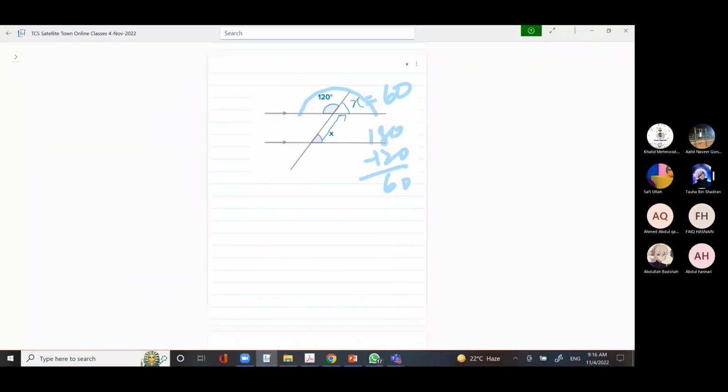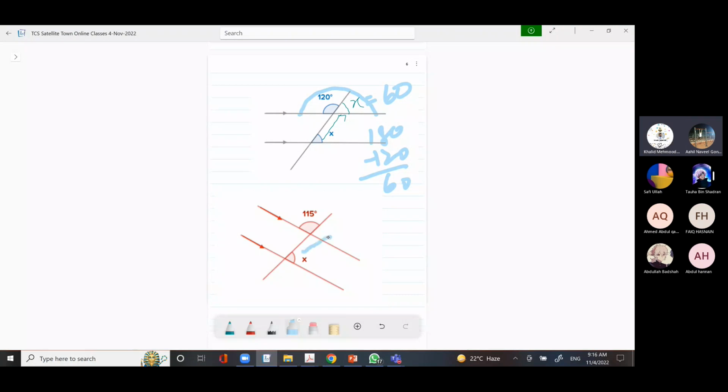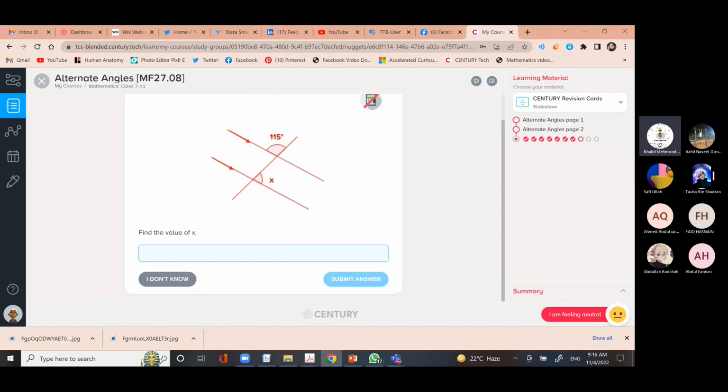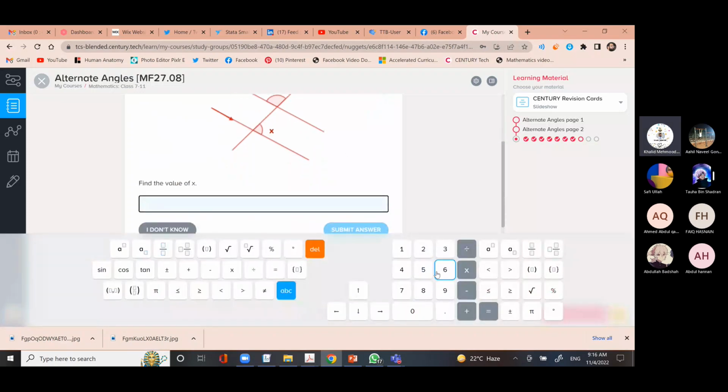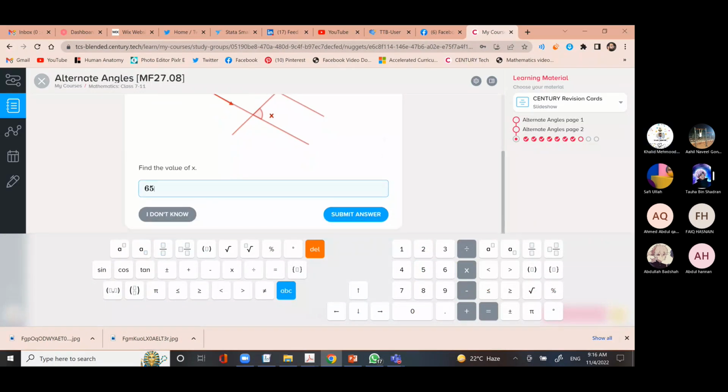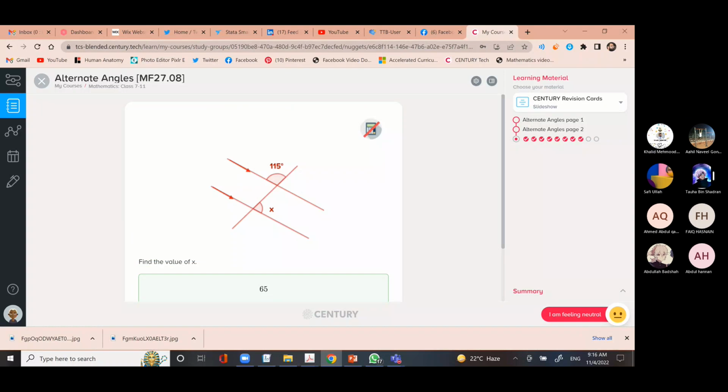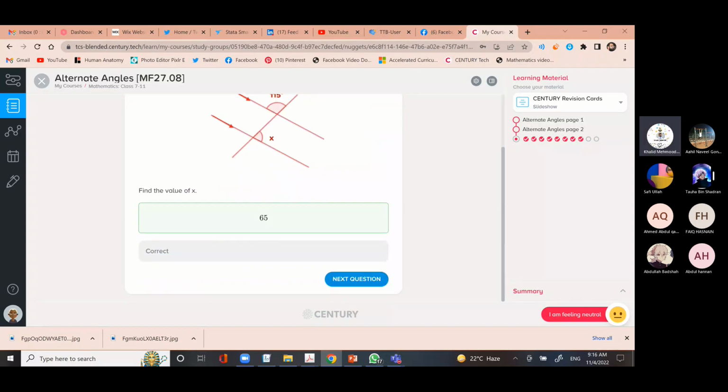Corresponding angle. The 65 is the same thing, meaning x. So the supplementary angle is 180 minus 115, which is 65. Should I write 65 here? Yes, sir. Confirm. Okay, I'm submitting the answer. This is also correct.